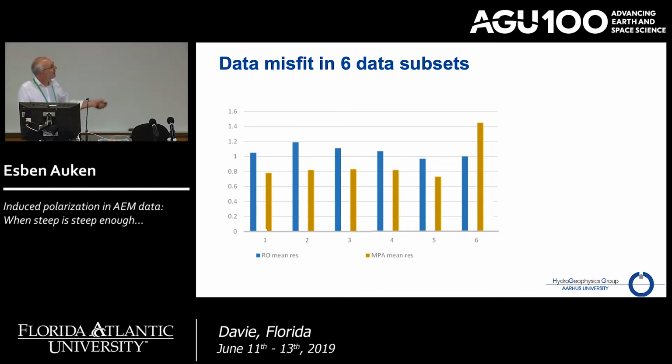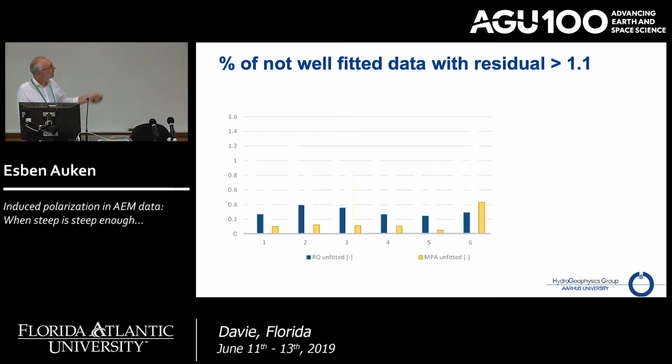And if we look at data which were not fitted with a residual better than 1.1, and this is in percentage now, we can see that about 30% of the data was not fitted, and after we included the polarization, we get down to about 10% of the data not fitted well. So we are definitely doing a better job in fitting the data. Then I'll show you a couple of profiles.